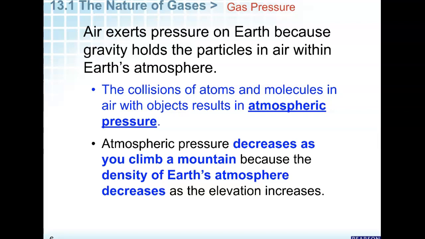As you go up a mountain or you go higher in elevation, your atmospheric pressure is going to decrease because the density of the atmosphere itself decreases. There just isn't as much gas as you're moving up in elevation. There's not as much in terms of gas particles, so there's going to be less collisions. Therefore, you're going to have less atmospheric pressure.